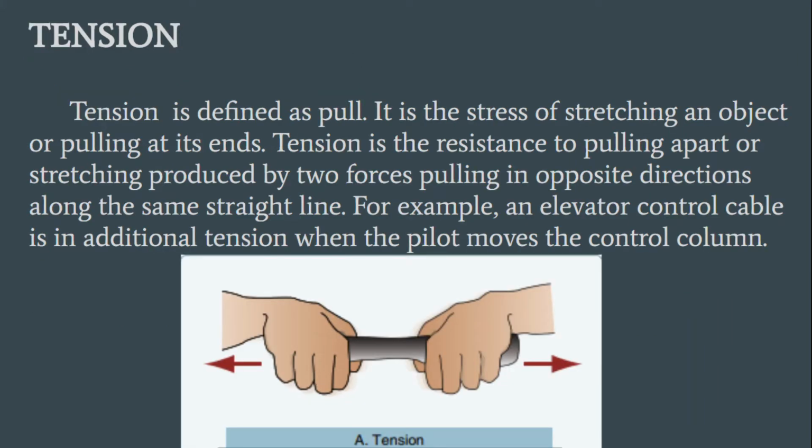Tension. Tension is defined as pull. It is the stress of stretching an object or pulling at its ends. Tension is the resistance to pulling apart or stretching produced by two forces pulling in opposite directions along the same straight line. For example, an elevator control cable is in additional tension when the pilot moves the control column.